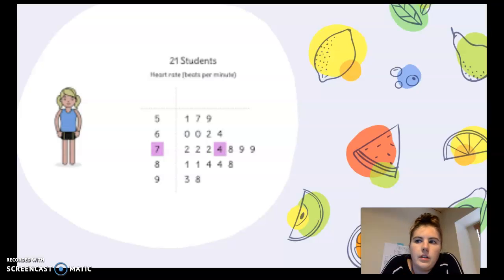This next graph, can anyone answer what it is? Jason? Fantastic job, Jason. This is a stem and leaf plot because it's breaking the numerical data into a stem and a leaf. Here you can see that this one is representing the heart rate, which is the beats per minute in 21 different students. The one that's highlighted is a stem of 7 and a leaf of 4, which means 74.